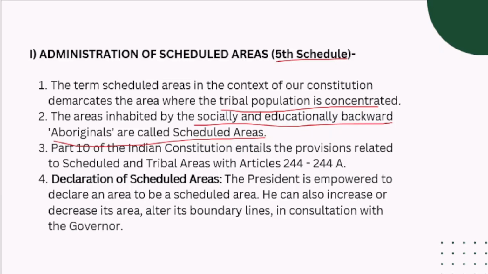Now comes the 4th point, which is very important, that is the declaration of the scheduled areas. How are these scheduled areas declared? Here we see that the President has the authority to declare any area to be a scheduled area. The President can also modify the boundaries, and he will do that in consultation with the Governor.